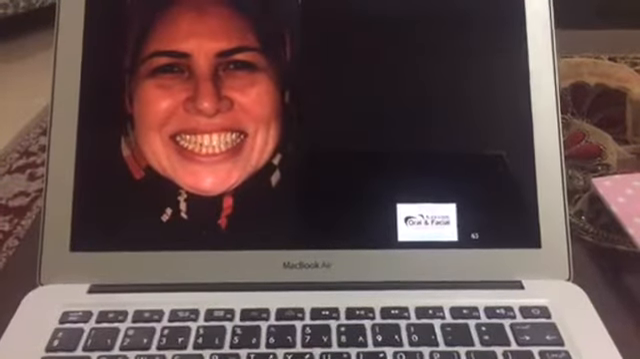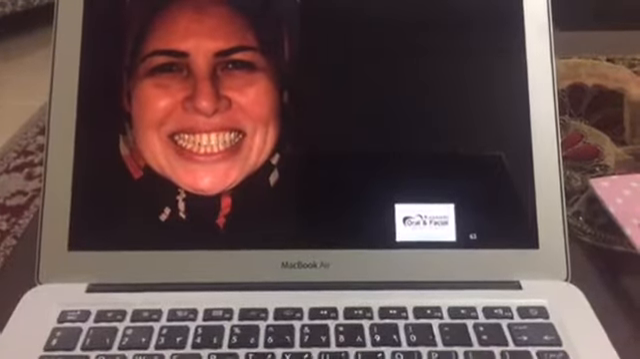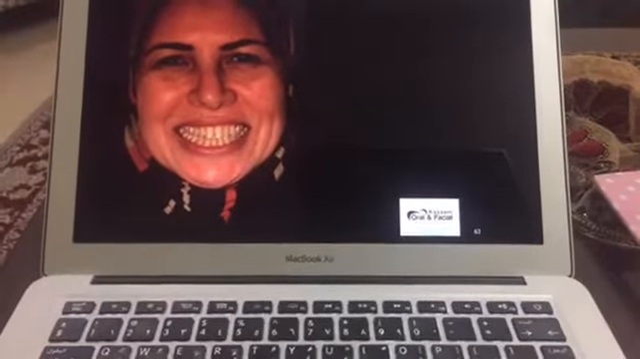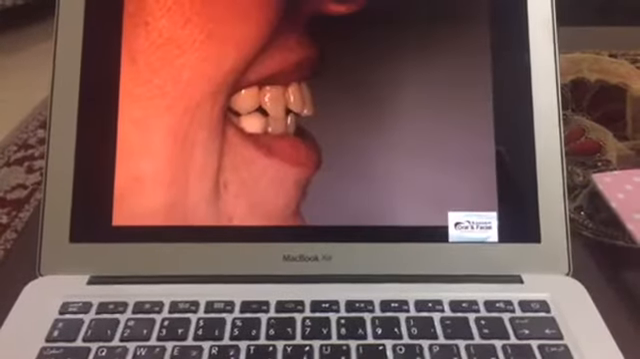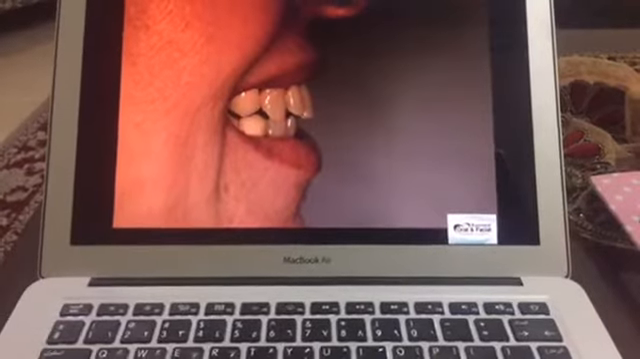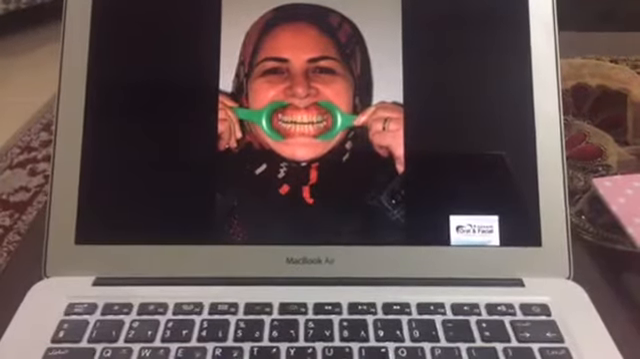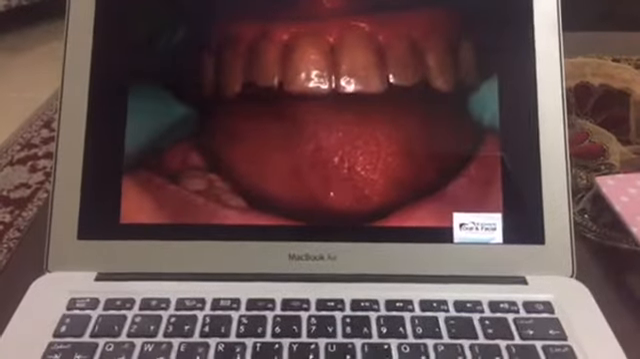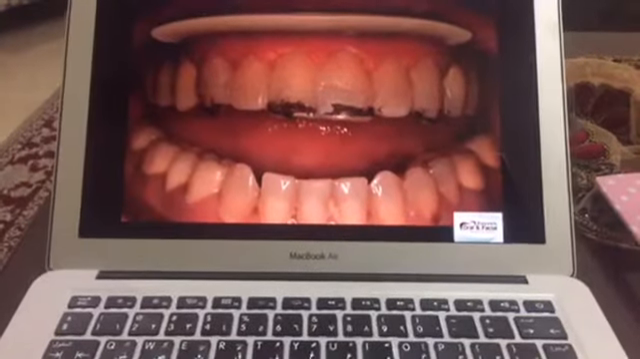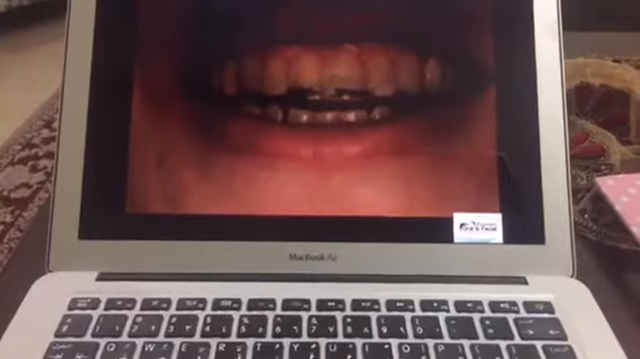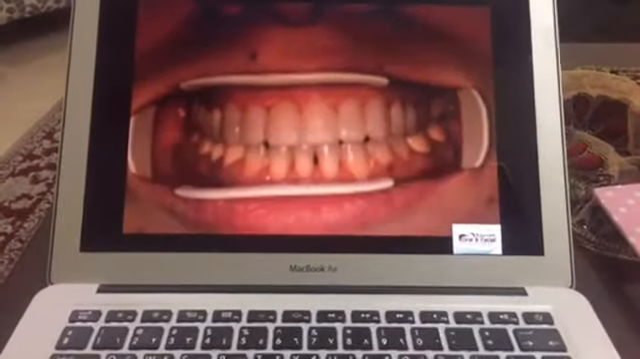Let's speak about this smile story. I worked on this case with my friend Dr. Muhammad Abdullah in Alexandria. This lady, she's not happy about her smile. He made a digital smile design for her, and he made this planning, doing these excellent veneers.